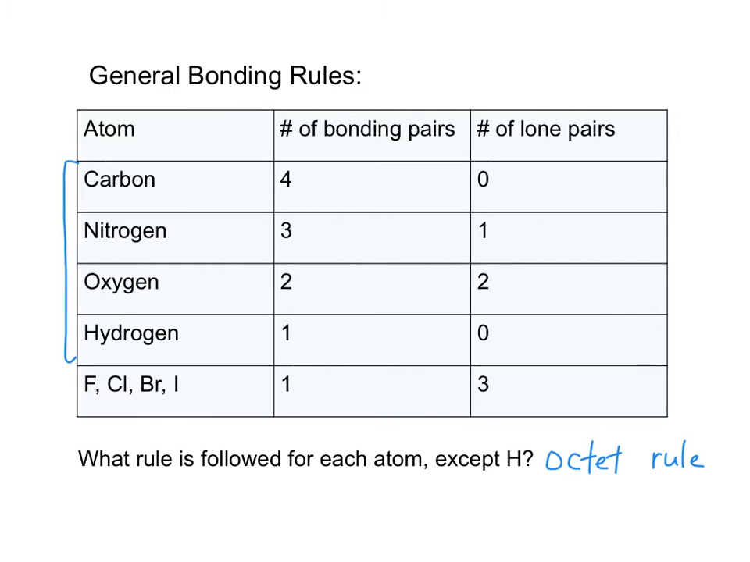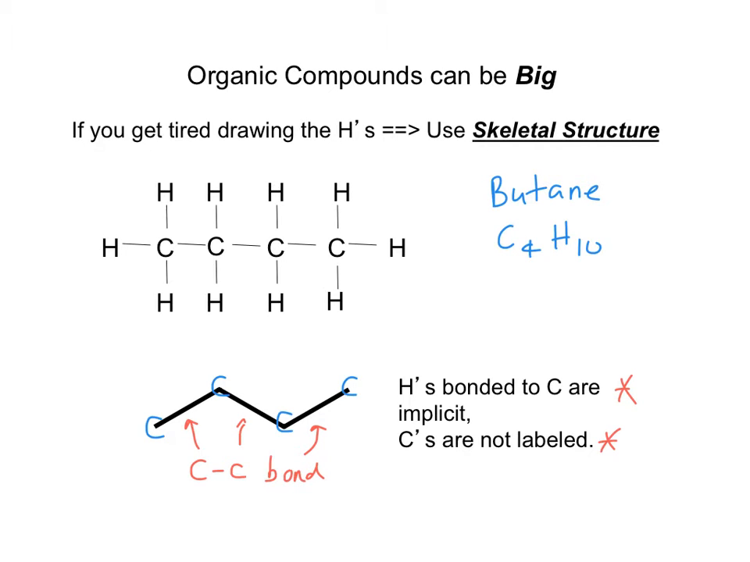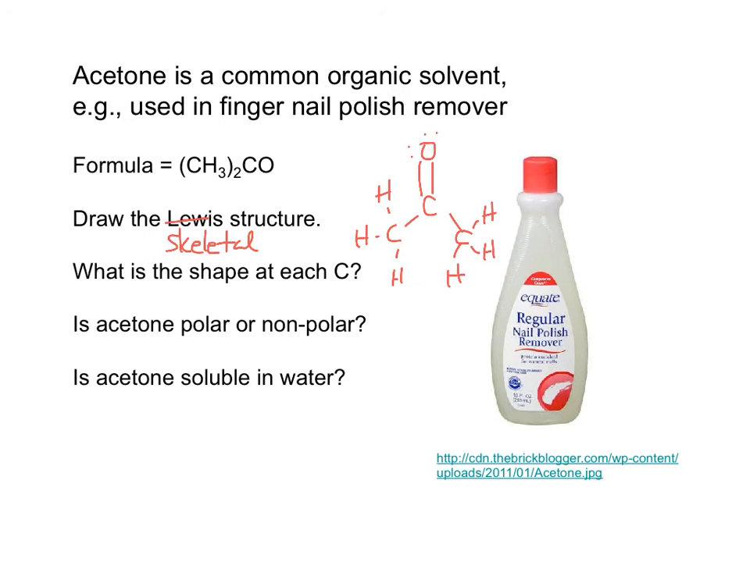And the answer is: as organic compounds get bigger, you'll get tired of drawing in all those H's, so as a shortcut, we can draw a skeletal structure. In a skeletal structure, you don't have to label the carbons, and you don't have to draw in the H's bonded to carbon. So here's the Lewis structure of butane. In the skeletal structure, each line represents a covalent bond. At the end of each line is a carbon. There are 4 bonds to carbon, so we can figure out how many H's are bonded to each carbon.